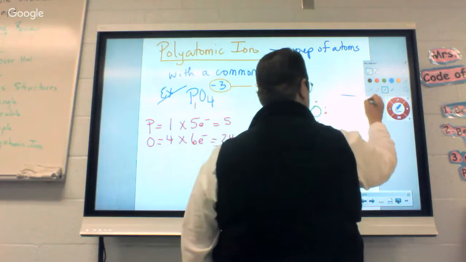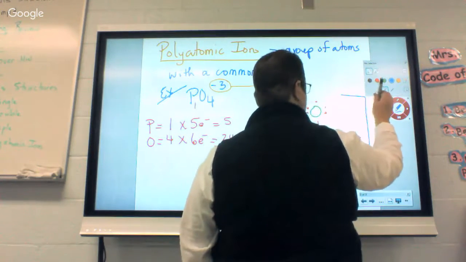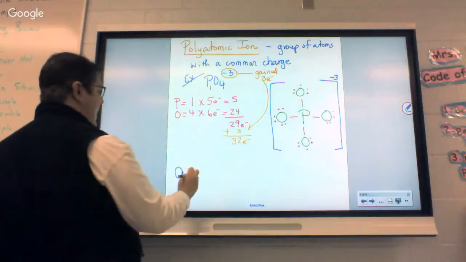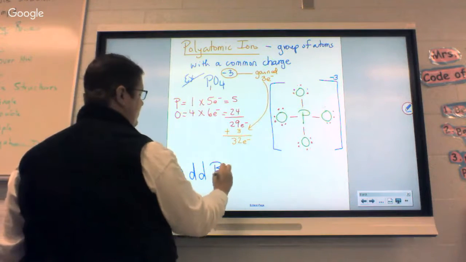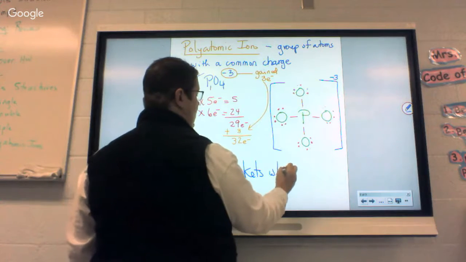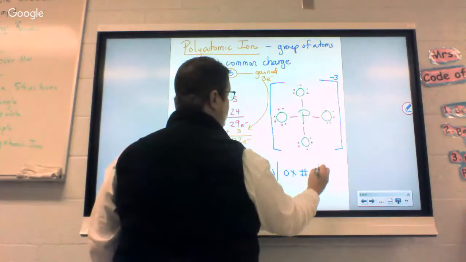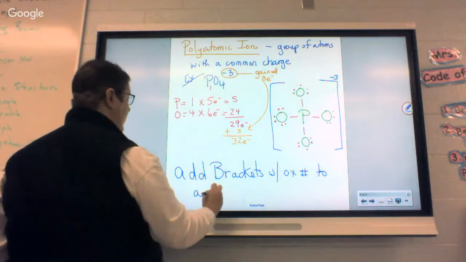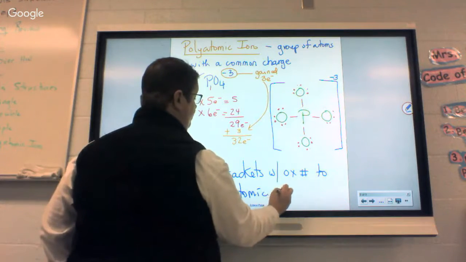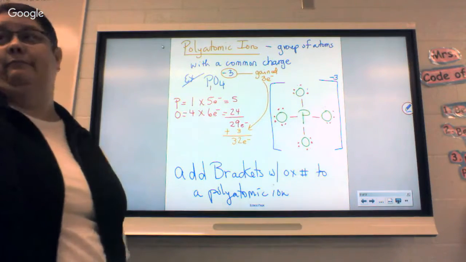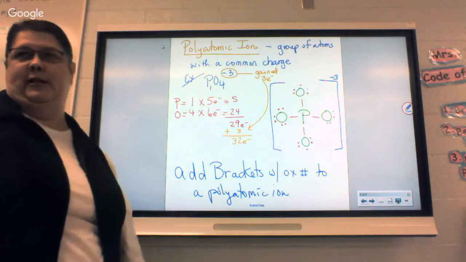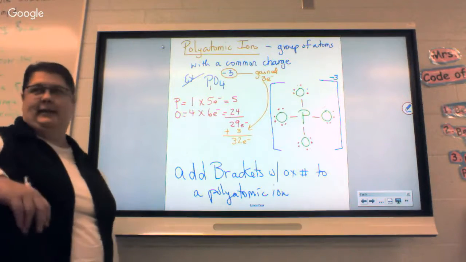Last step. All right, now I don't have enough space for my -3 up here. You add brackets with the oxidation number to a polyatomic ion. That's to tell us you added some electrons in. Because if you don't draw the brackets with the number, we would not know it's a polyatomic ion. Technically, yes.